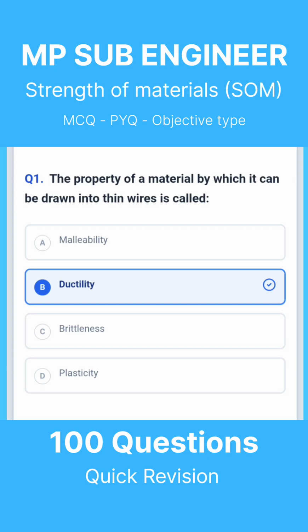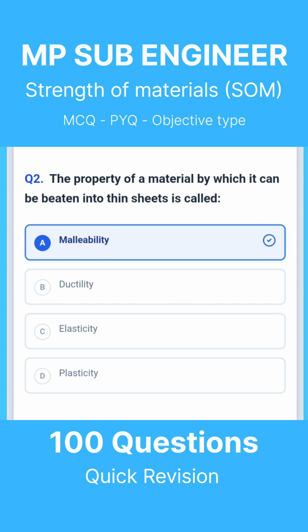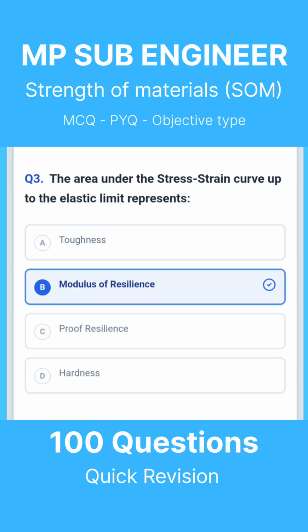Question 1. The property of a material by which it can be drawn into thin wires is called. The correct answer is ductility. Question 2. The property of a material by which it can be beaten into thin sheets is called. The correct answer is malleability. Question 3. The area under the stress-strain curve up to the elastic limit represents. The correct answer is modulus of resilience.